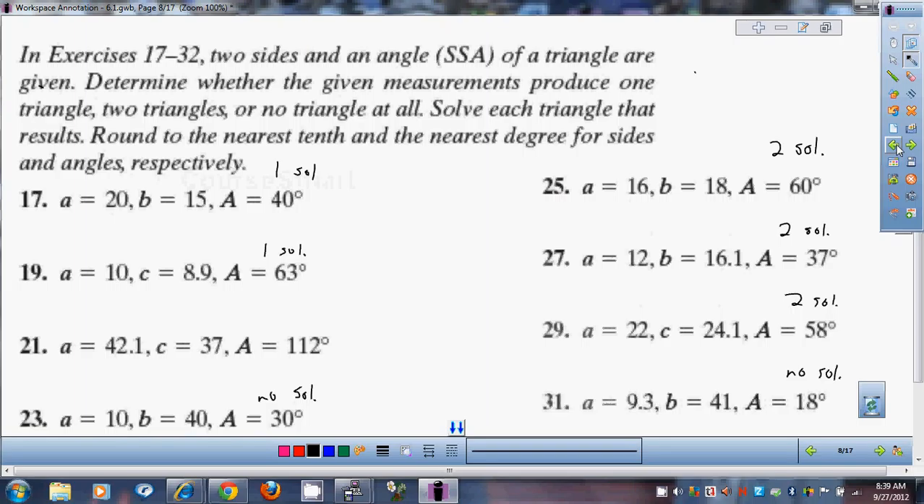So, the obtuse test is very, very simple. If the side opposite the obtuse angle is the biggest side, it's going to have a solution. If it's not the biggest side, there's no triangle, because you're saying you have the biggest angle and not the biggest side, which is fundamentally impossible. So, 21, it's obtuse. Is the side opposite that angle the biggest side? Yes, it is. 1 solution.